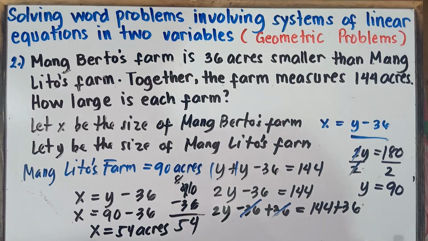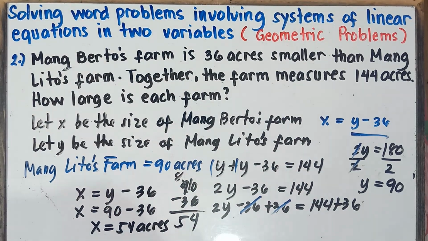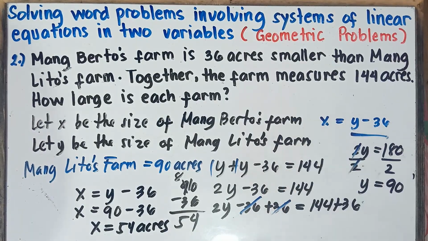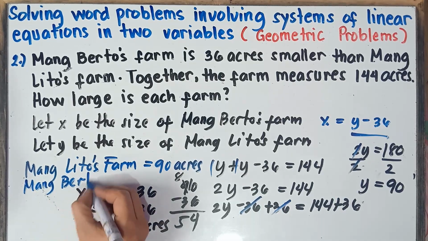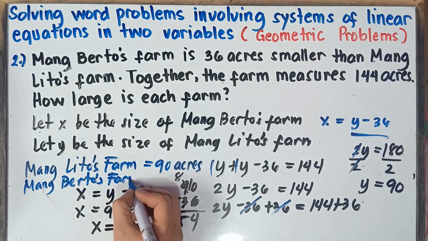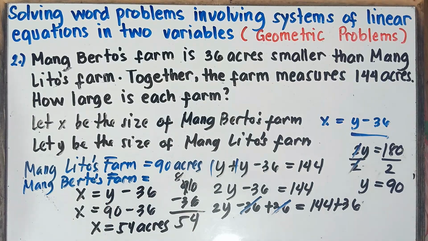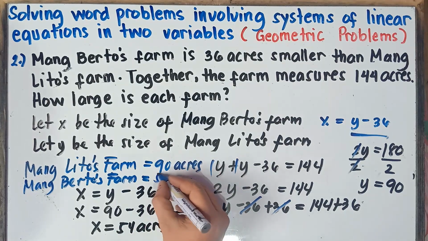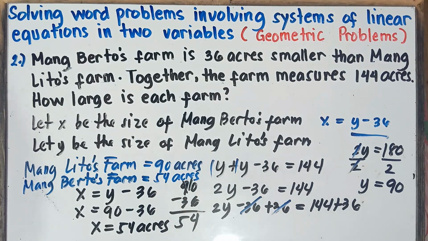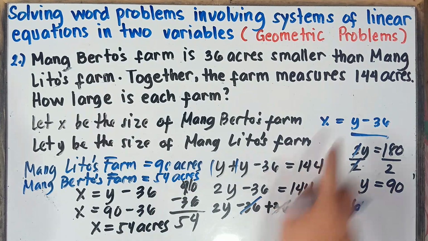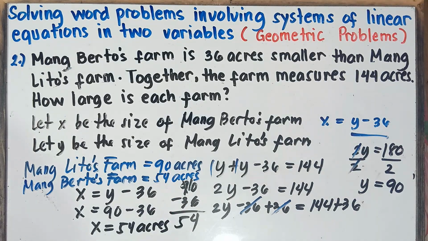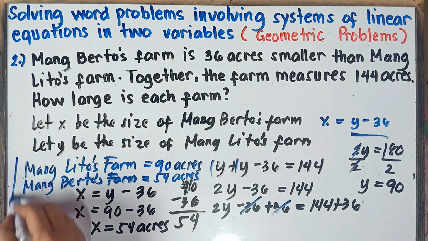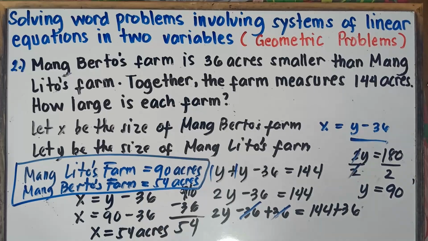And this will be the size of Mangbertus form. Once again, class, Mangbertus form, that would be x. So therefore, Mangbertus form is equal to 54 acres. Alright, if you add this up, can you get 144? Yup, we can get 144. That's it, class. All set. That's the answer, class, with regards to example number 2. Alright, so let's proceed now to example number 3.